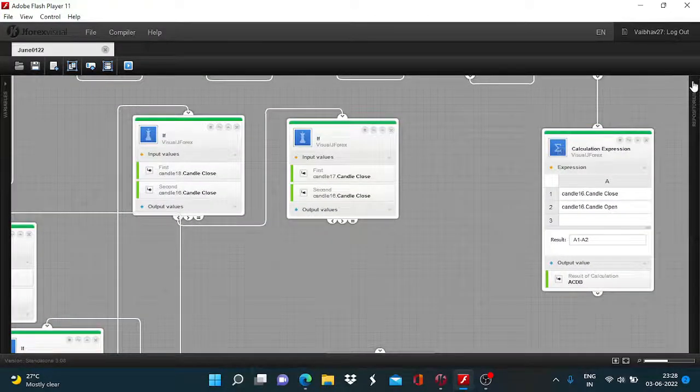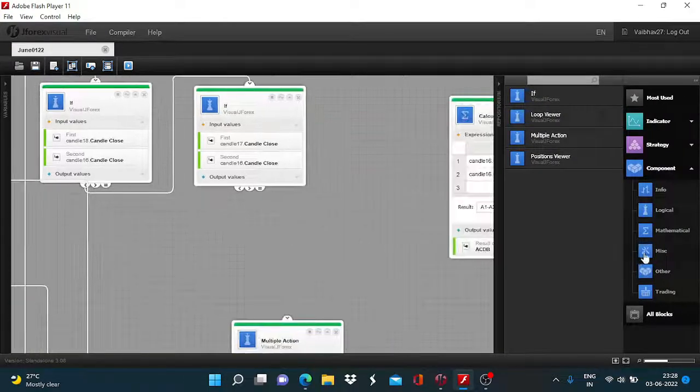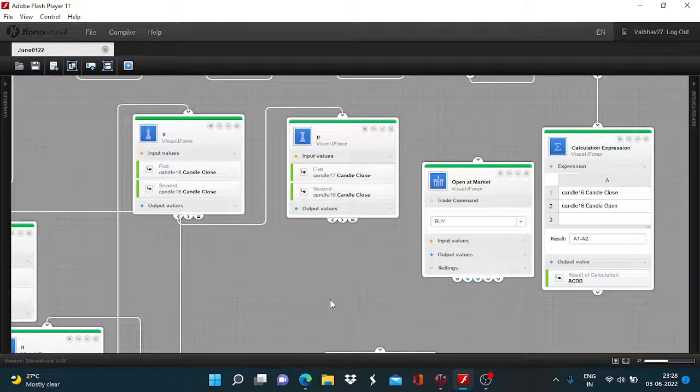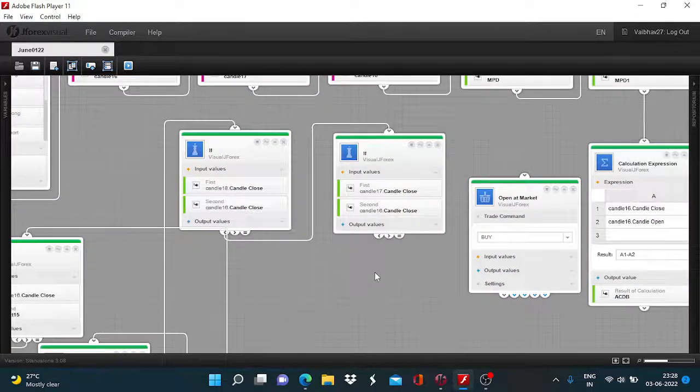So now I have to bring in the trade command block, which is going to be a market order, open at market. All right. So first input greater than second input.